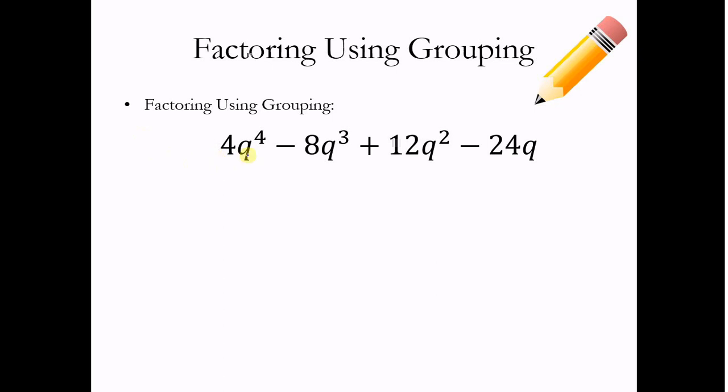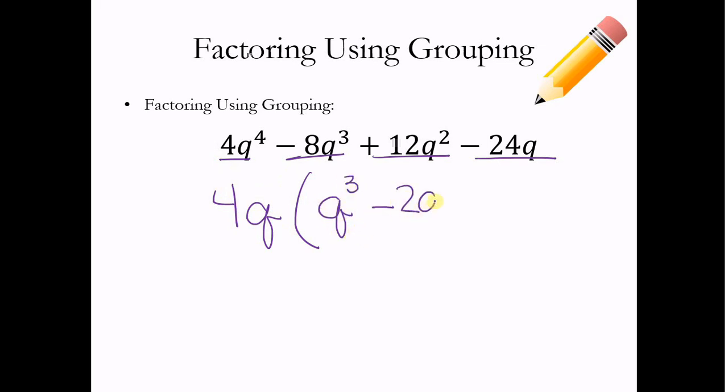So the very first thing I noticed is I could take a number out of every single one of these. So I can take a 4 out, right? 4 divided by 4 is 1, negative 2, 3, and negative 6. And it looks like I can take a q, because that's the lowest number of q's each one has. So what am I going to have left in parentheses? I'm going to take a 4q, and have q to the third left over, minus 2q to the second, plus 3q, minus 6, right? So now I have factored out the greatest common factor.